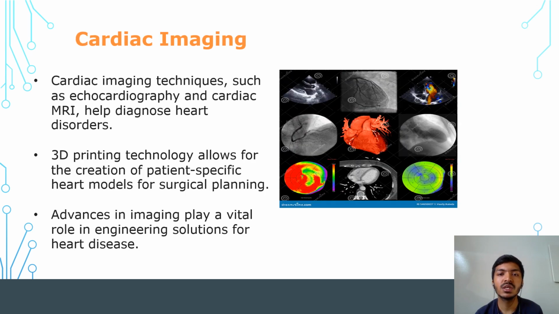Moving on to cardiac imaging. Cardiac imaging techniques such as cardiac MRI or echocardiography are used to diagnose the condition of the heart. 3D printing technology now allows for creation of patient-specific heart models for better surgical planning. And advancement in these technologies plays a vital role in engineering solutions for heart diseases.